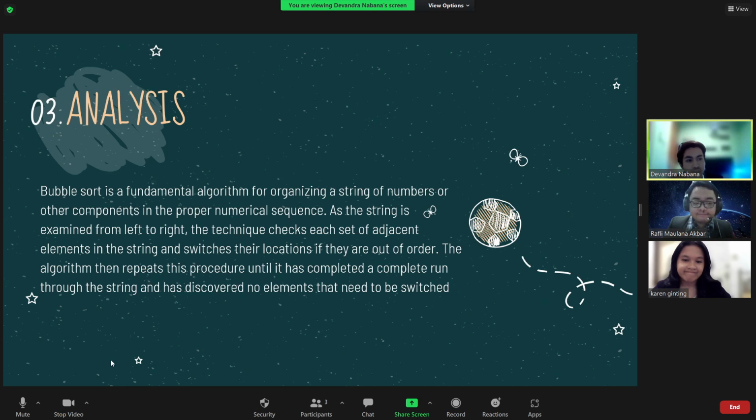Okay, this is analysis. Before we talk about the algorithm, this is the bubble sort. Bubble sort is a fundamental algorithm for organizing a string of numbers or other components in the proper numerical sequence. As the string is examined from left to right, the technique checks each set of adjacent elements in the string and switches their locations if they are out of order. The algorithm then repeats this procedure until it has completed a complete run through the string and has discovered no elements that need to be switched.